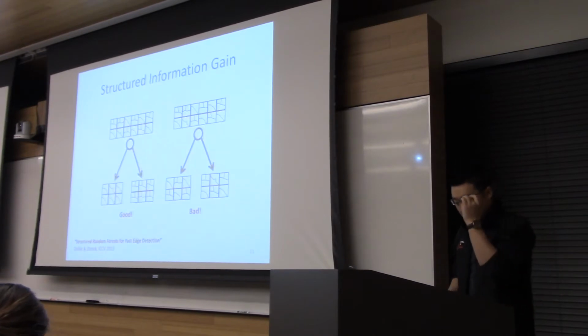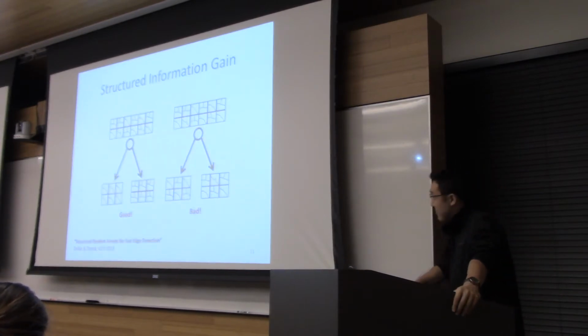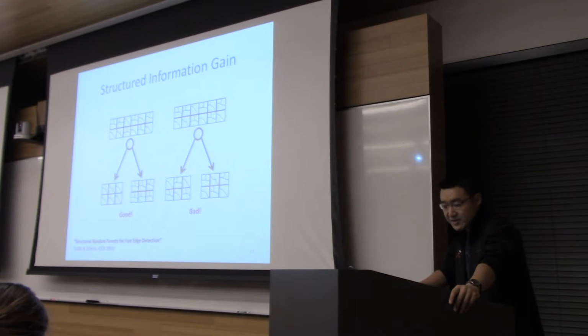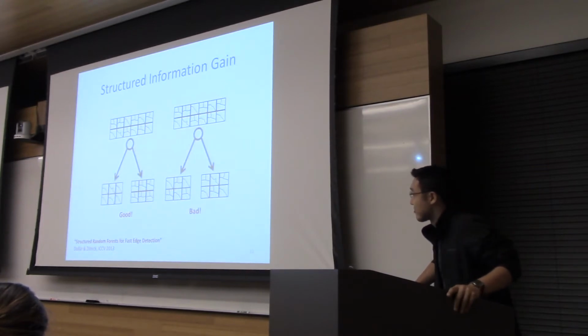Okay, so let's first talk about the impurity measure. By the way, I'm describing a paper that was published a few years ago. It's called Structured Random Forests for Fast Edge Detection. It was published at the International Conference on Computer Vision about 4.5 years ago.